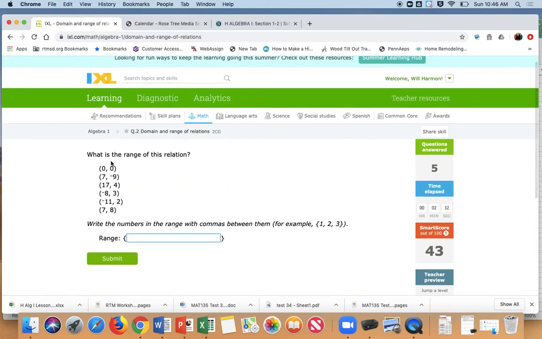All right, what is the range of this guy? So the range is talking about all these numbers here, the second number. Okay, because remember, it's alphabetical. So it's going to be 0, negative 9, 4, 3, 2, and 8.